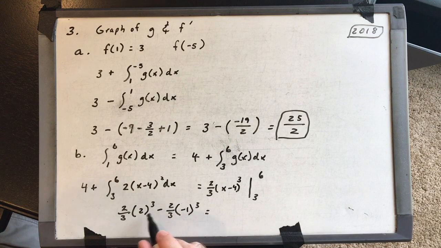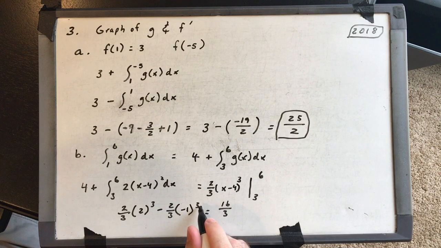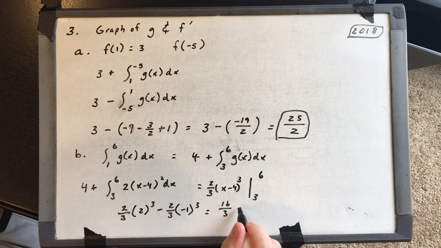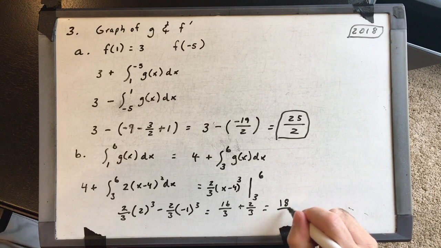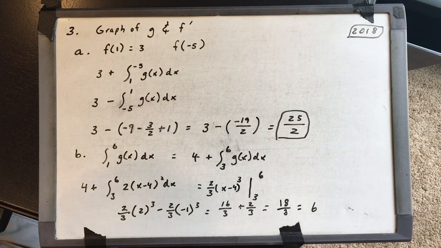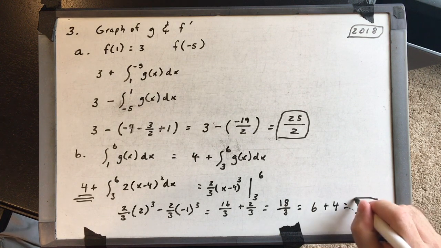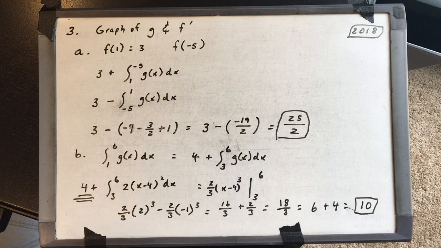2 cubed is 8, times 2/3 is 16/3. Negative 1 cubed is negative 1, times negative 2/3, that's going to be plus 2/3. So that's 18/3, so that part is going to be 6, but don't circle that. Don't forget about your 4 here. So plus 4, the original 4, the answer's 10. It'd be easy to go through all that work and accidentally circle 6 and forget about the original 4. I almost just did it myself.